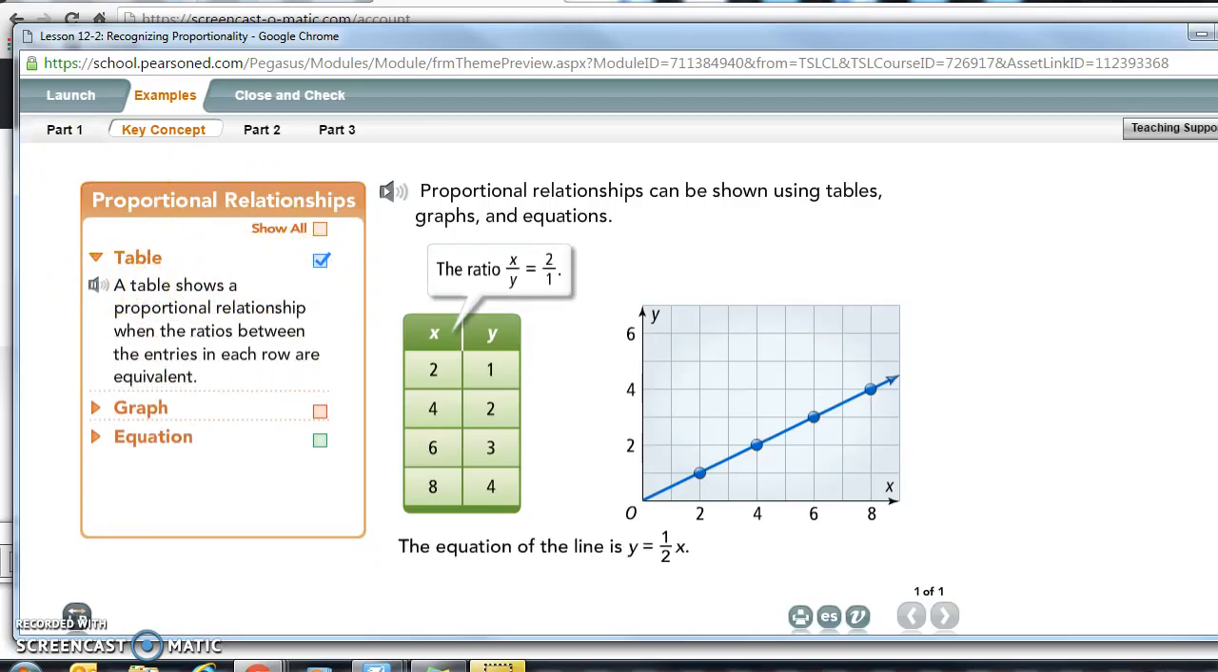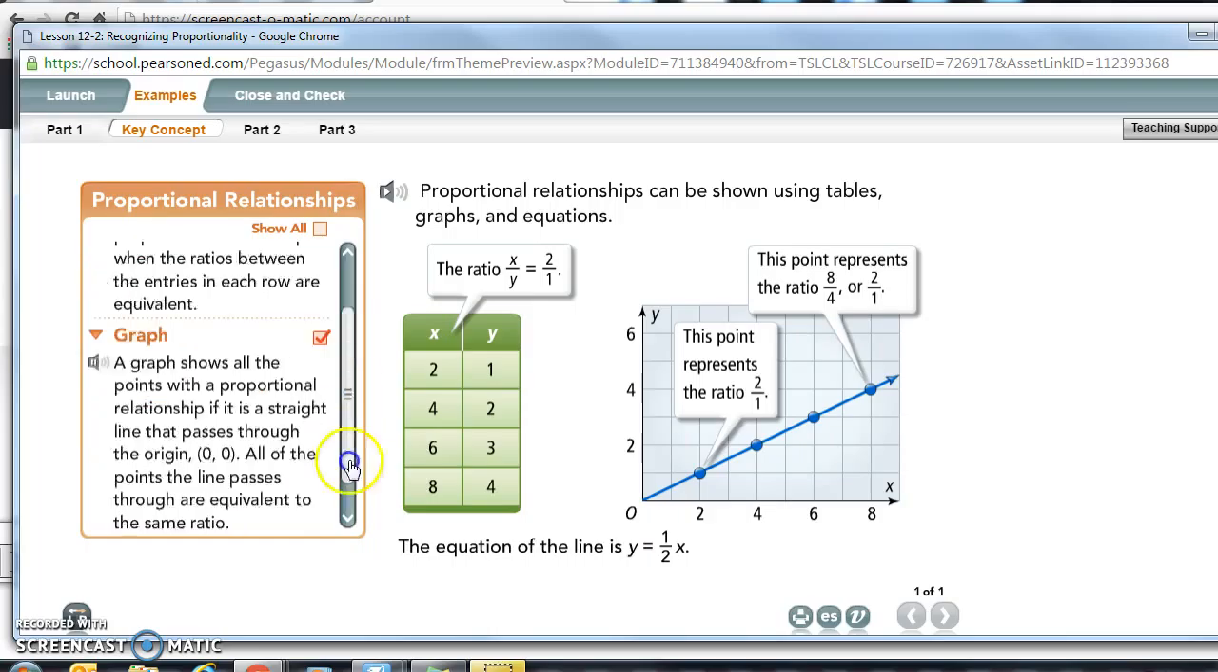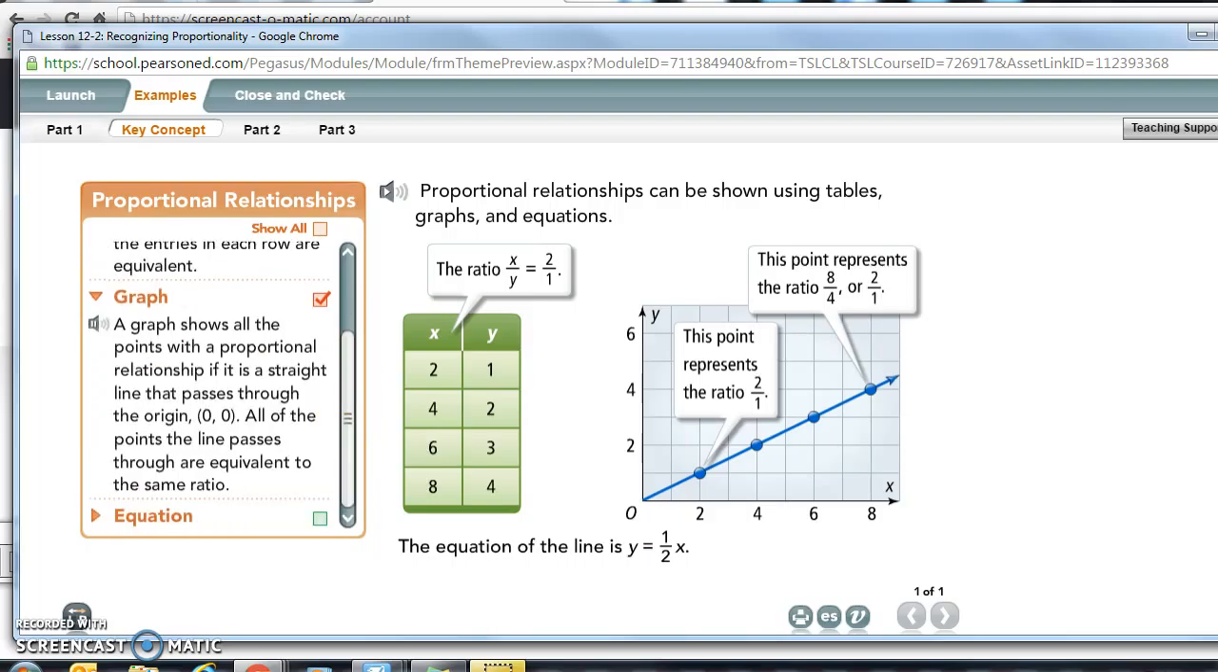A table shows a proportional relationship when the ratios between the entries in each row are equivalent. A graph shows all the points with a proportional relationship if it is a straight line that passes through the origin, 0, 0. All of the points the line passes through are equivalent to the same ratio.